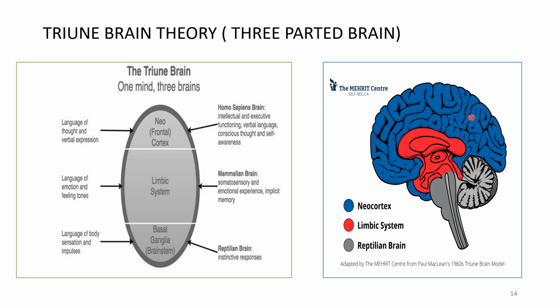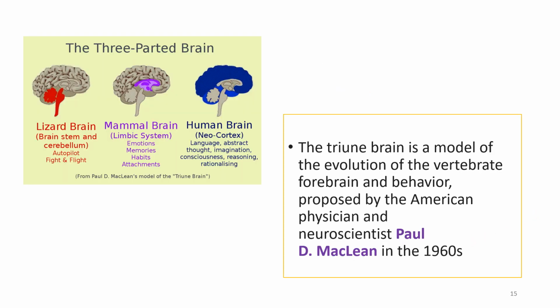You see here, this is neocortex. Okay, neocortex. This red one is the limbic system, and this is the reptilian brain, that is basal ganglia, brainstem. So you see the three-parted brain. The human brain is like this and it contains mostly neocortex. So this is helpful for language, abstract thinking, imagination, consciousness, reasoning and rationalization.